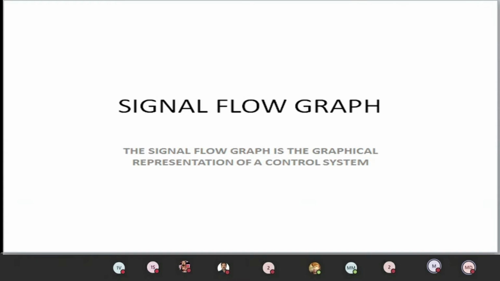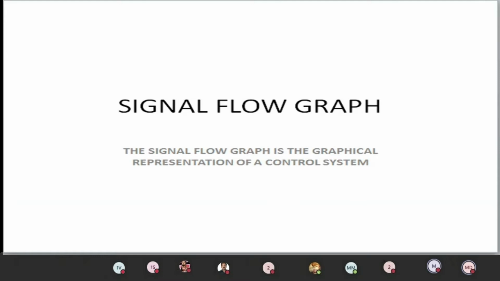Kindly notice one thing: whether you utilize block diagram or signal flow graph, the goal is the same. That is to determine the transfer function using the gain components. Which method is simple or easy depends upon the student's interest. But kindly understand one thing. In the GATE examination, a question may come from either block diagram or signal flow graph, and the chance of asking from both methods cannot be rejected.